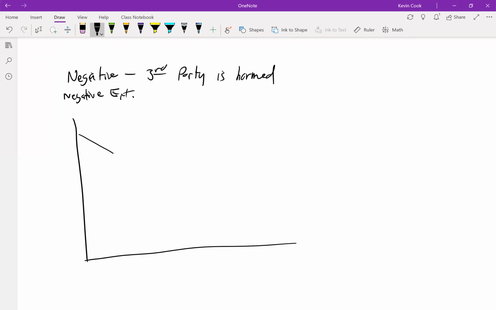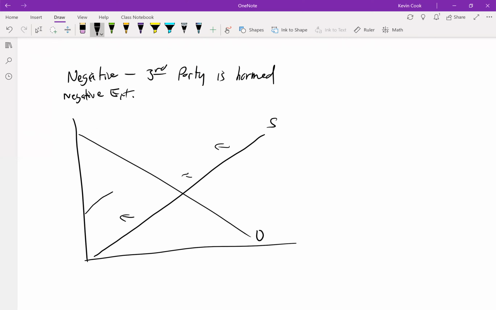So we have our demand going down and our supply going up. And we're going to see the externality is going to push that supply curve to the left. So what we end up with is our market cost and our social cost. Put these two together and we have an externality.